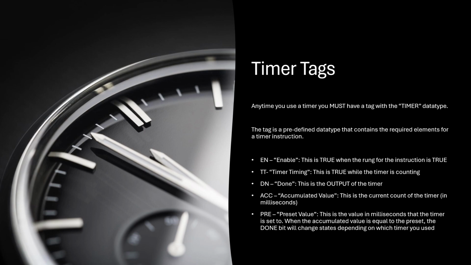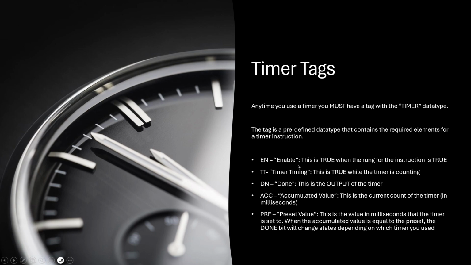Whenever you use a timer in your program, each timer needs to have a unique tag that is a timer data type. You cannot have the same timer data type tag used on multiple timers. Each timer needs to have its own unique data tag. Now, what is this data tag? The data type inside this contains all of the elements required for the timer to function properly. All timer instructions use the same timer data points that we can use within our program or that the timer uses on its own.